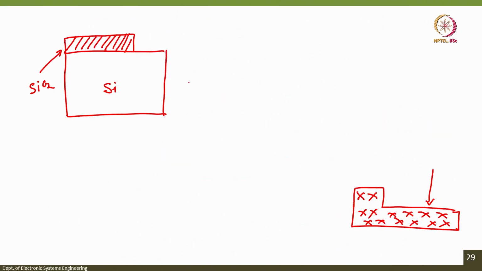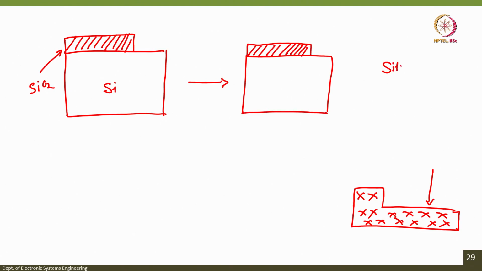Then if I take this wafer and pour PDMS, okay, PDMS is also called a silicone. This is SiO2, silicon, and then we pour PDMS over the substrate and then spin coat it. Okay. We pour PDMS over the substrate and spin coat it. After spin coating, we cure it.